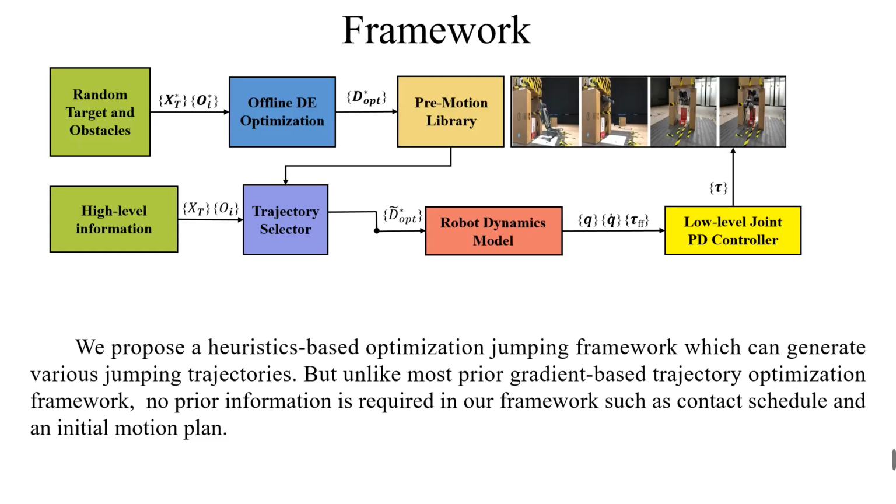We propose a heuristics-based optimization jumping framework which can generate various jumping trajectories. But unlike most prior gradient-based trajectory optimization frameworks, no prior information is required in our framework, such as contact schedule and an initial motion plan.